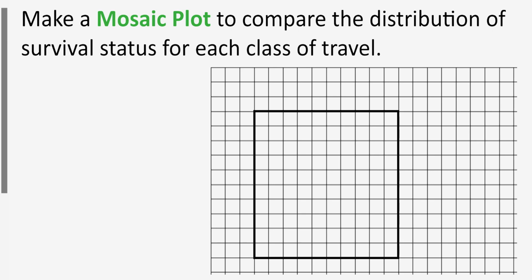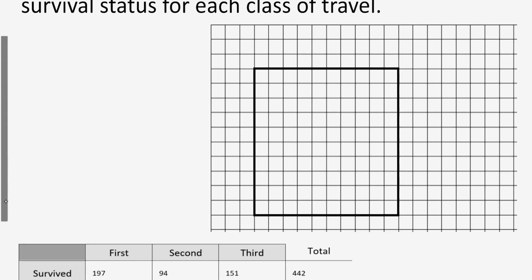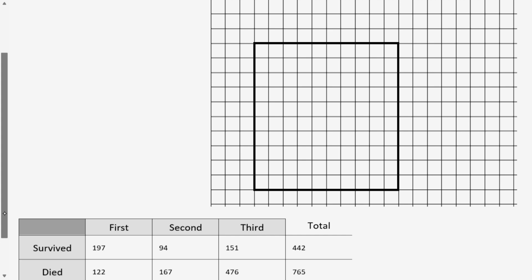The mosaic plot is a little bit different. It's very similar to the segmented bar graph, but we're also looking at within each, like how many were there in first class, second class, third class compared to the total. So we're going to do the same thing.